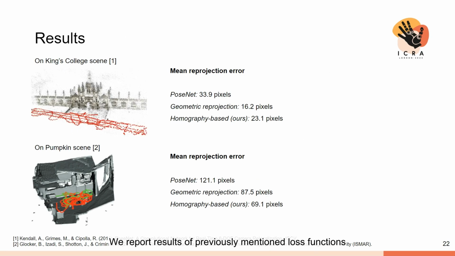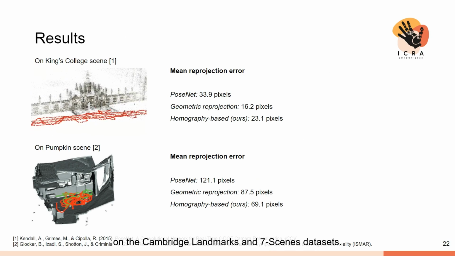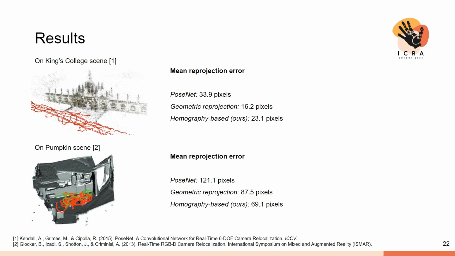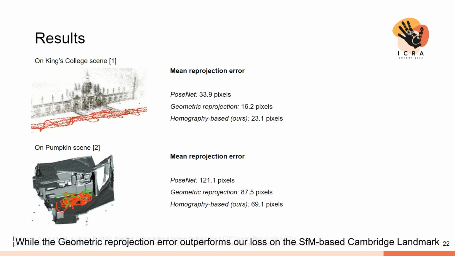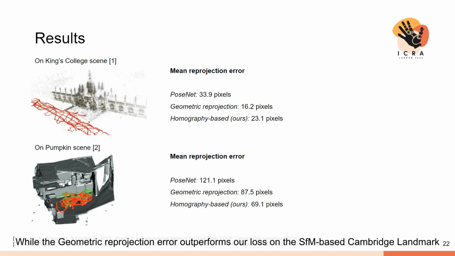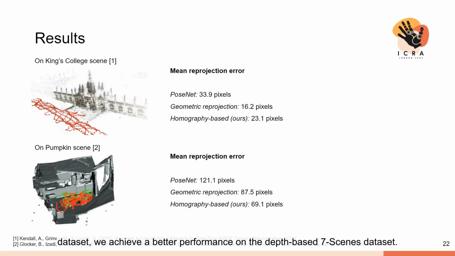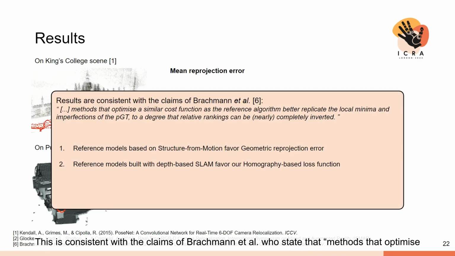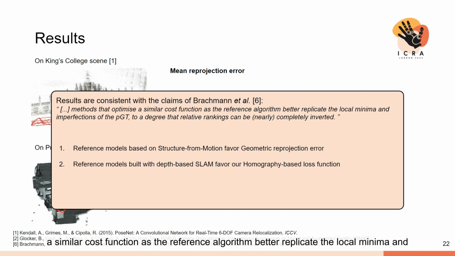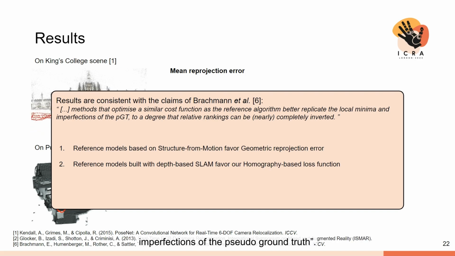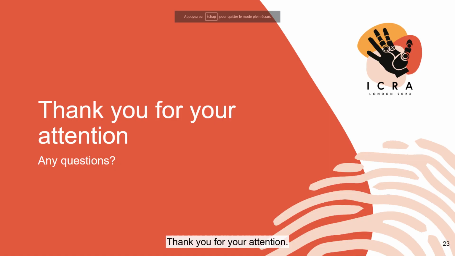We report results of previously mentioned loss functions on the Cambridge Landmarks and 7 Scenes datasets. While the geometric reprojection error outperforms our loss on the SFM-based Cambridge Landmarks dataset, we achieve a better performance on the depth-based 7 Scenes dataset. This is consistent with the claims of Brachmann et al., who state that methods that optimize a similar cost function as a reference algorithm better replicate the local minima and imperfections of the pseudo-ground truth. Complete results are available in the paper. Thank you for your attention.